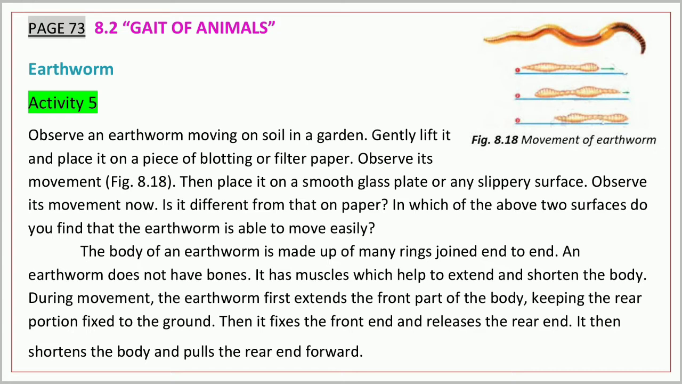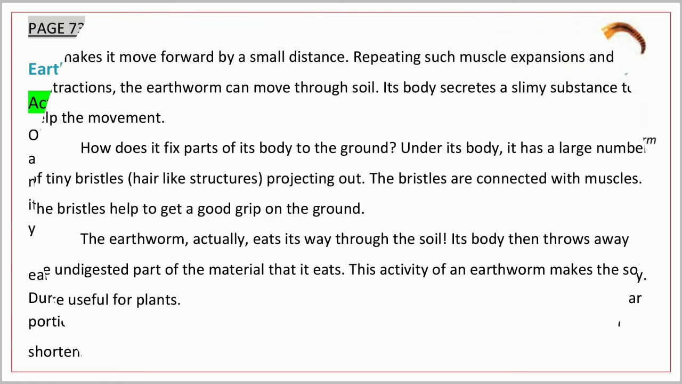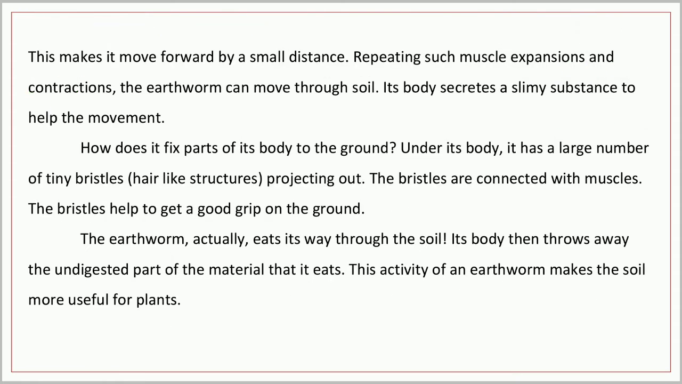During movement, the earthworm first extends the front part of the body, keeping the rear portion fixed to the ground. Students, please see the given figure, figure 8.18, movement of earthworm. Then it fixes the front end and releases the rear end. It then shortens the body and pulls the rear end forward. Students, in this way an earthworm can move. This makes it move forward by a small distance.